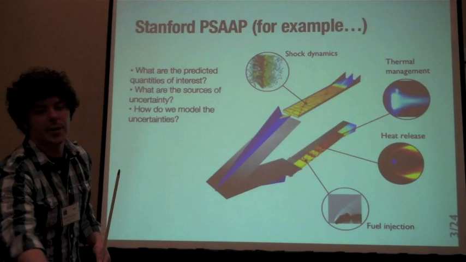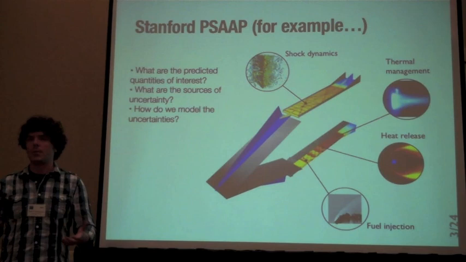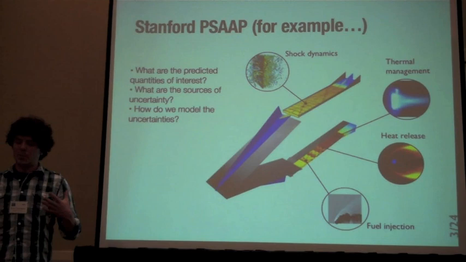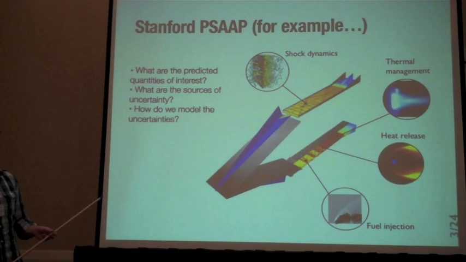the perspective that I'm coming from, one of the problems that I work on on a daily basis these days is the Stanford PSAAP Center's project. So the PSAAP Center is the Predictive Science Academic Alliance Program, which is an alliance between the DOE labs, NNSA labs in particular, and universities. Stanford has one of these centers. There's also Michigan and Caltech and Purdue and Texas.